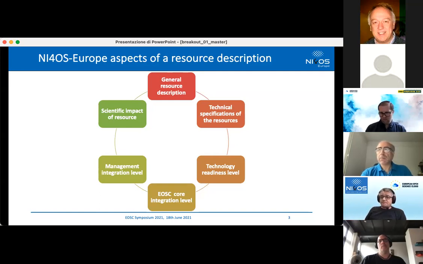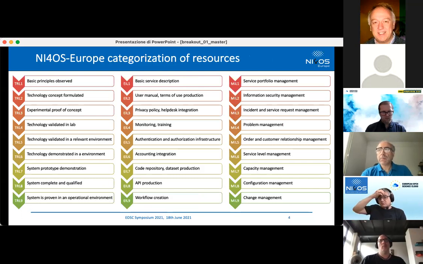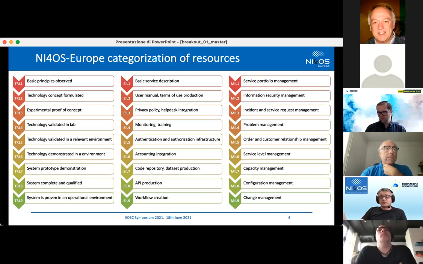On the next slide, you can see an example of how each aspect of resource description is organized. At the moment, the minimal requirements for the onboarding within the NI4OS Europe include production of a user manual, terms of use, privacy policy, and access policy, then integration with the helpdesk system and with the configuration management database that will enable integration with our monitoring system.